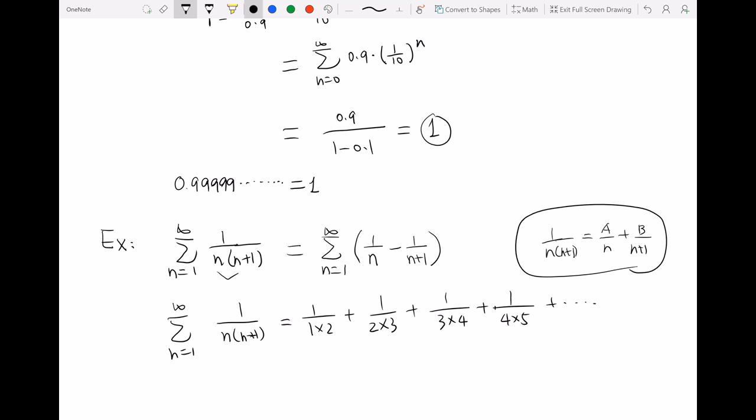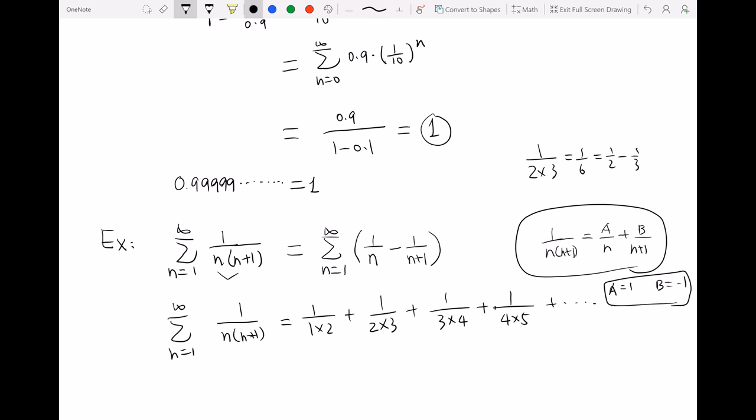For example, you can check that 2 times 3, which is 1 over 6, equals half minus 1/3. You can use partial fractions and find a equals 1, b equals -1. This is a pretty simple one, so I don't repeat that again. You get 1 equals a times n plus 1 plus b times n. Let n equals 0.